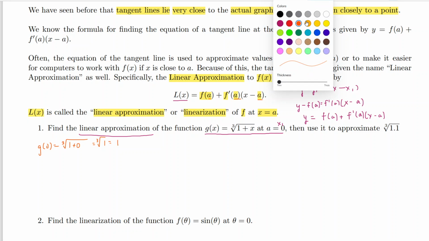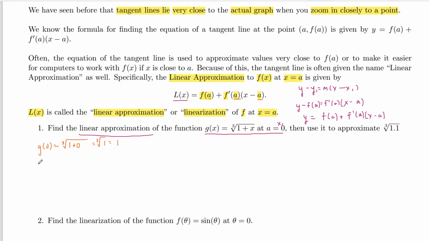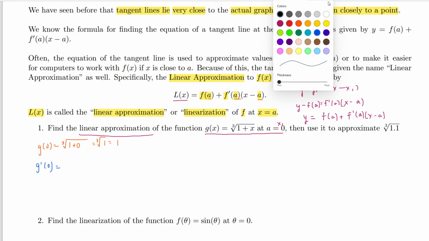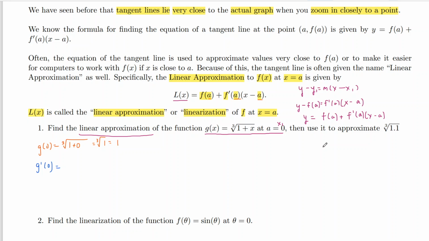Now the other thing we need is g prime of 0, because we need the derivative, and then we have to plug in 0. So that means we've got to figure out the derivative of this thing, g prime of x. Let's go ahead and do that. Well, if we rewrite g of x, because it is a radical, it's best to rewrite it as an exponent. G of x is the same as 1 plus x to the 1/3. Cube root is the same thing as the 1/3 power. We should be comfortable with that.